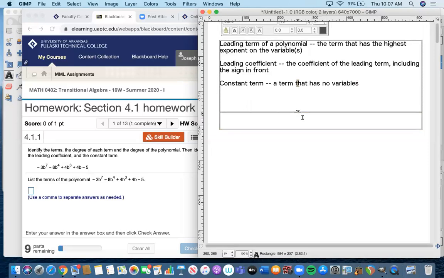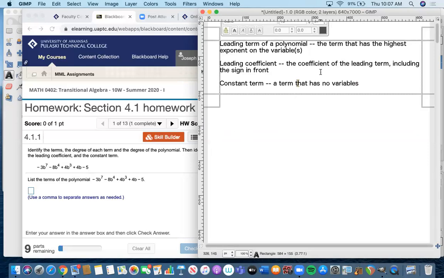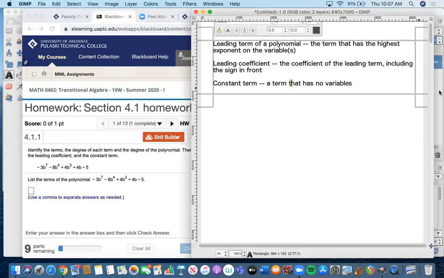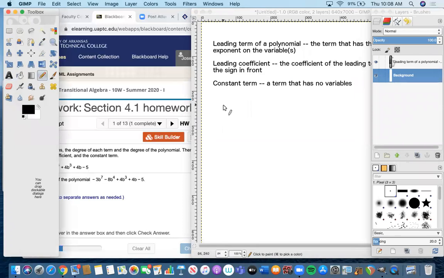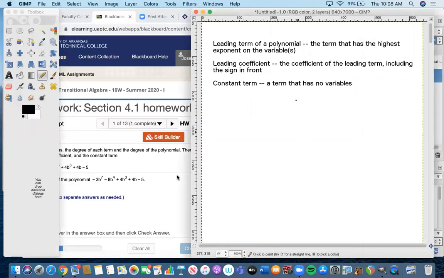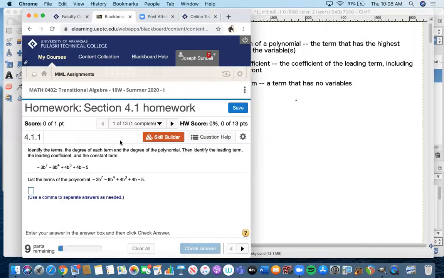Okay, with these definitions, this is really all we need. That's why I'm saying this is kind of nice, it's not too bad today, especially this first section. Let's look at what it's asking us to do on these problems. This one says, identify the terms, the degree of each term. The degree is the exponent of each term, right? So the degree of this term is just 3. And then the degree of the polynomial.